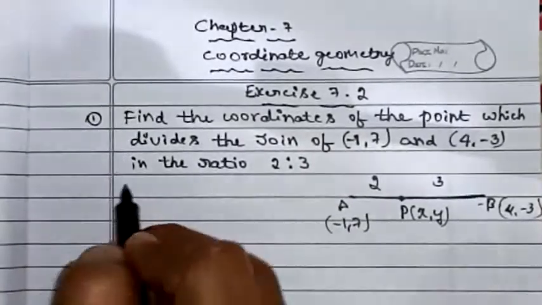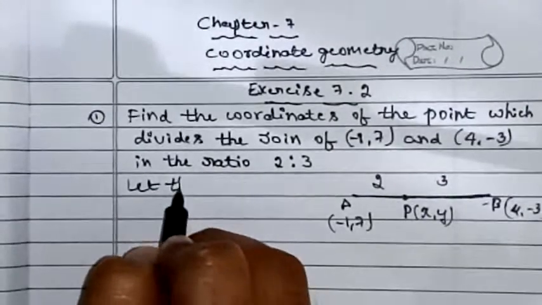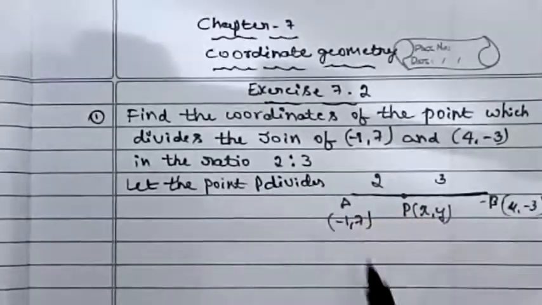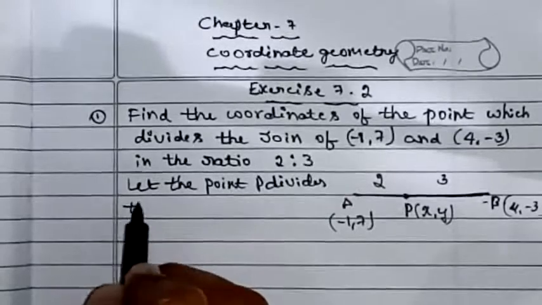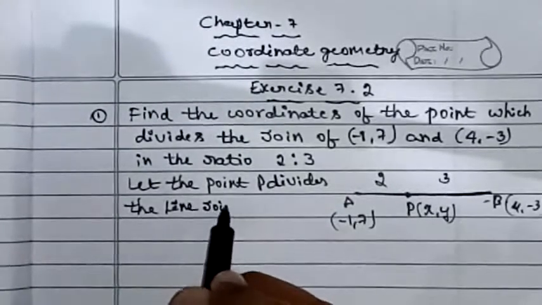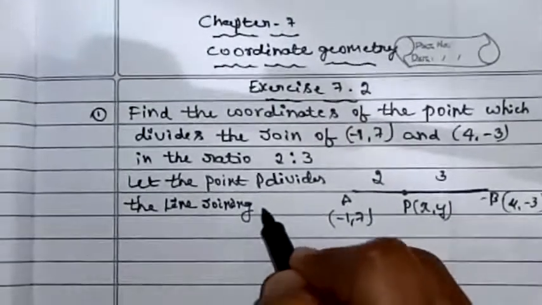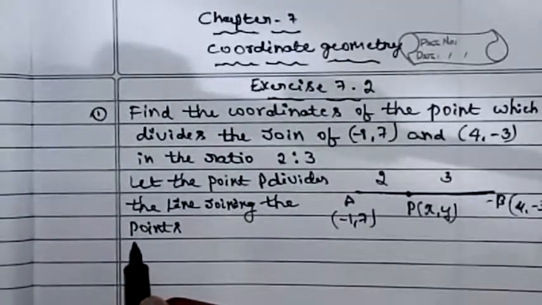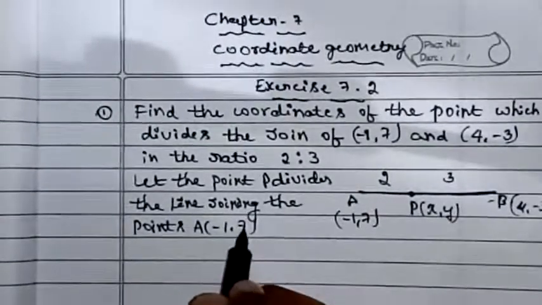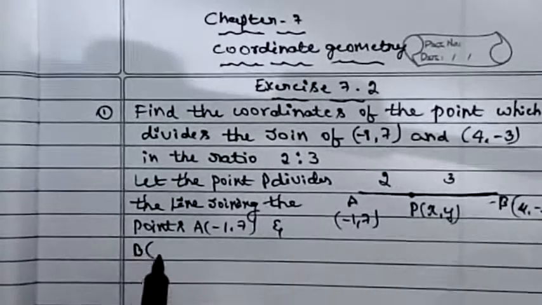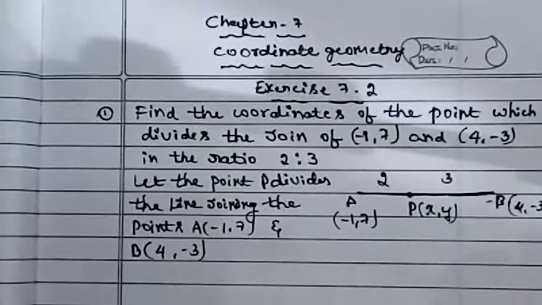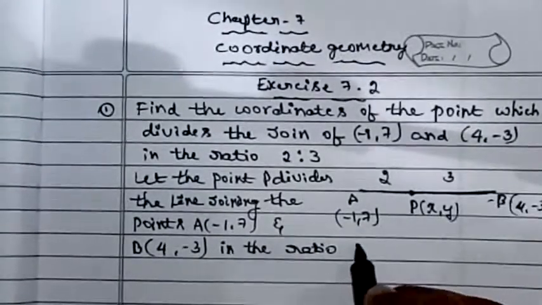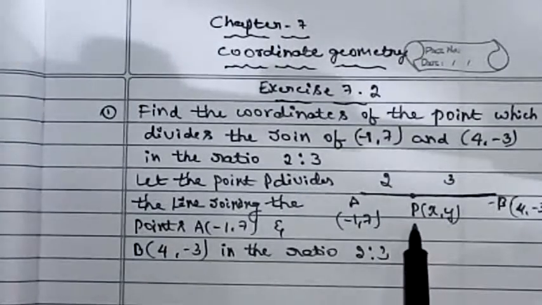So let me write: let the point P divide the line joining the points A(-1, 7) and B(4, -3) in the ratio 2:3. You need to find the coordinates of P(x, y).